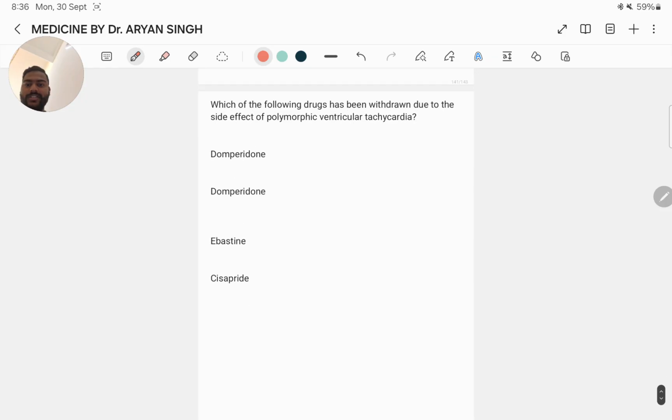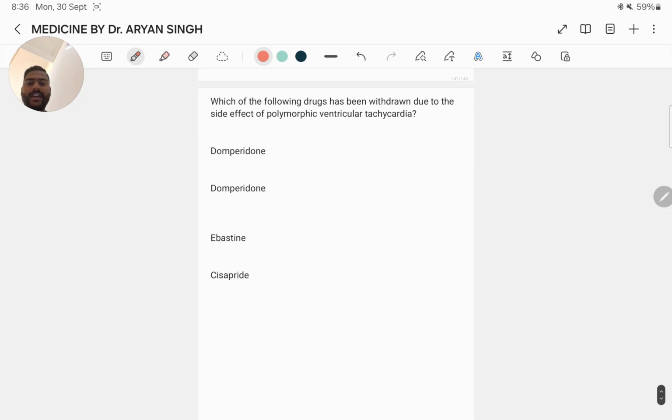Next question. Which of the following has been withdrawn due to the side effect of polymorphic ventricular tachycardia? Domperidone, Avastin, cisapride. Here the answer is cisapride.